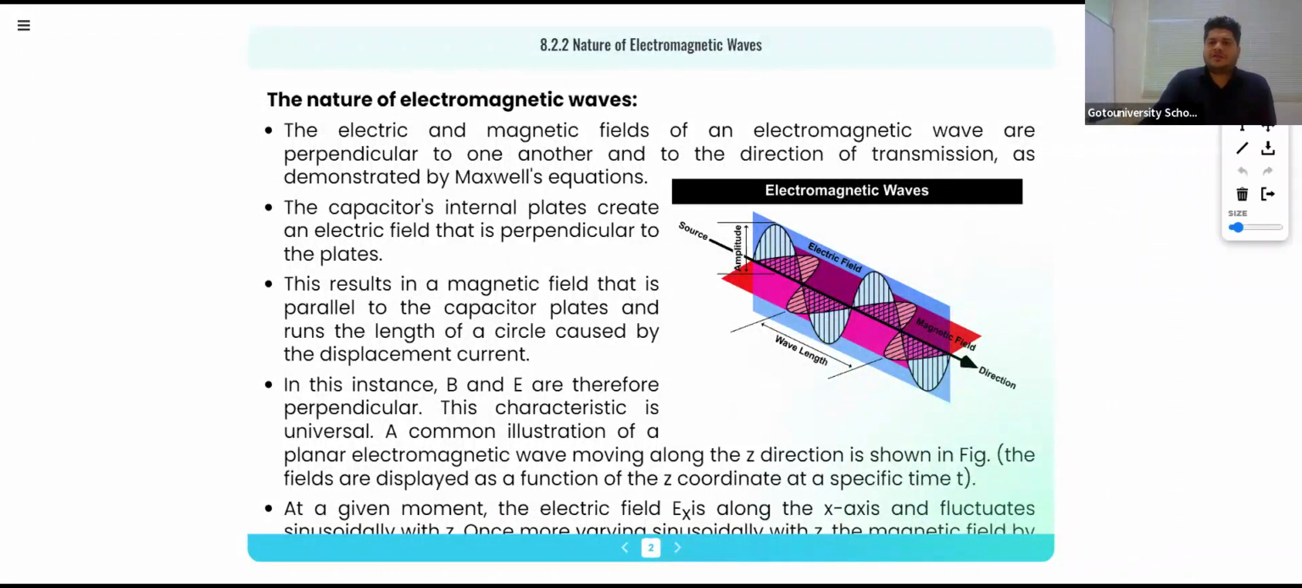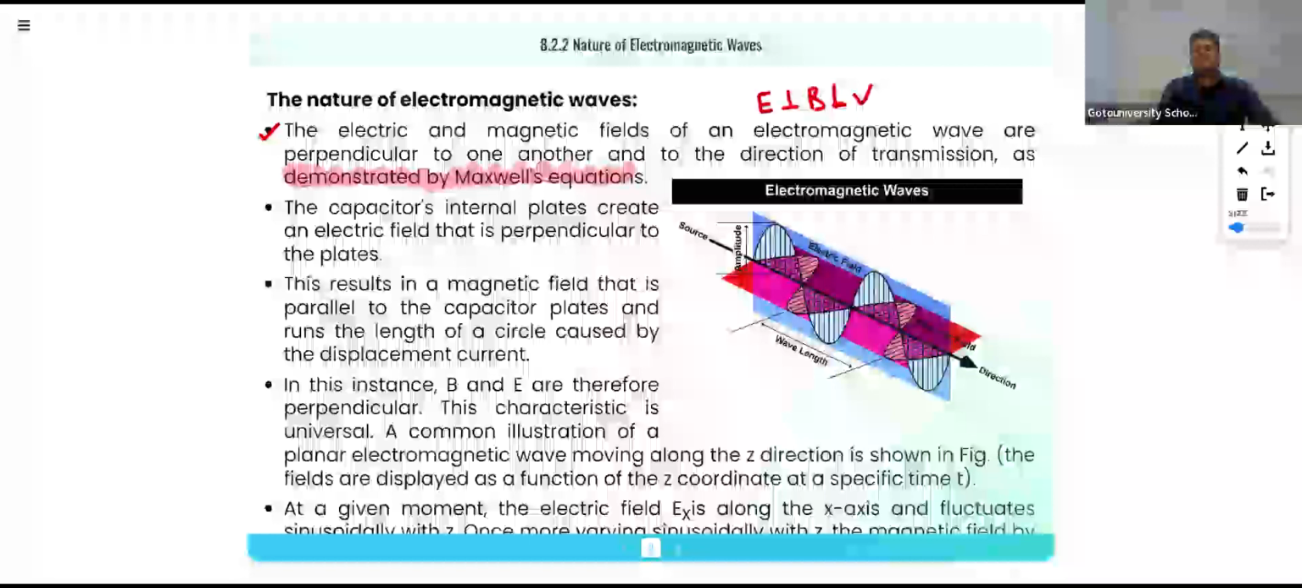The first one is that the electric and magnetic field of an electromagnetic wave are perpendicular to each other, and also perpendicular to the direction of transmission, and it was explained by Maxwell. So electric field is perpendicular to magnetic field, which is perpendicular to velocity. That was explained by Maxwell.